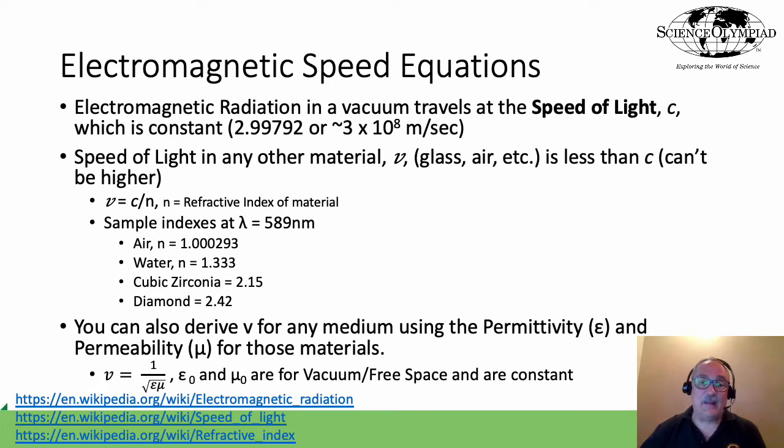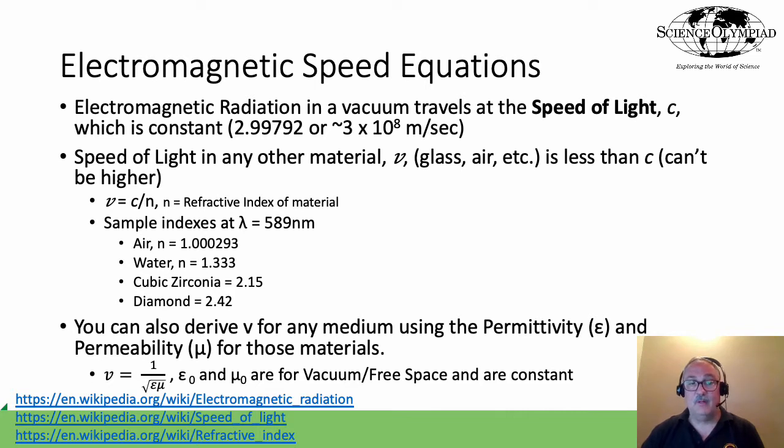And so some of the sample indices, okay, air, you'll notice it's not 1, but it's close. Water is actually significantly different. It's 1.333. So in other words, it's like with an extra third on top of it. Cubic zirconia, which is fake diamond, is 2.15, and real diamond is 2.42. And that's one of the ways that they can do a cubic zirconia test to figure out if something's cubic zirconia or diamond real fast, is they look at the different indexes of refraction.